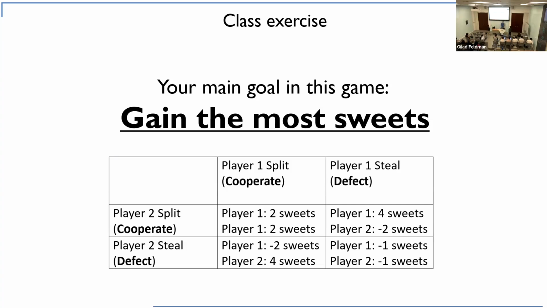Anything you want to say to each other? Second round? Same strategy. Oh, why would you change your strategy? I don't have an incentive to change my strategy. If I had a good incentive, I might, but if it was money... The incentive is clear. You can get double the sweets and get more sweets than the other person.